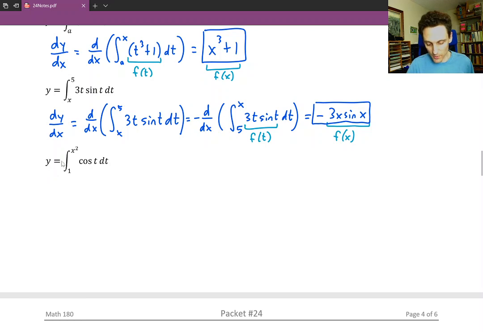Now the next example, the problem is not that the x is on the bottom, but that instead of an x, we have an x squared on the top. So what to do there? Well, it turns out that what we can do is a substitution. We can let u equal x squared.